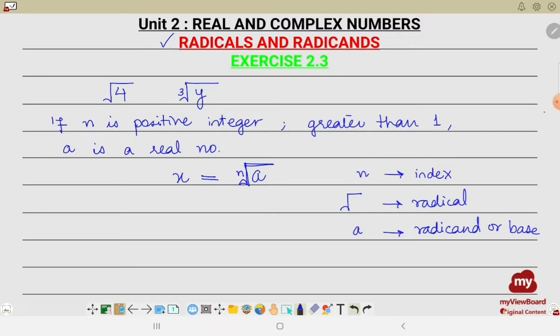Now there is one radical form, and the other is called the exponential form. This is the radical form, in which we have the radical sign. Then there is another form, which is called the exponential form, in which we write exponents. Exponent means in the form of power. So you can also write it as x is equal to a raised to the power 1 by n. So this is the exponential form, and the first one is the radical form.